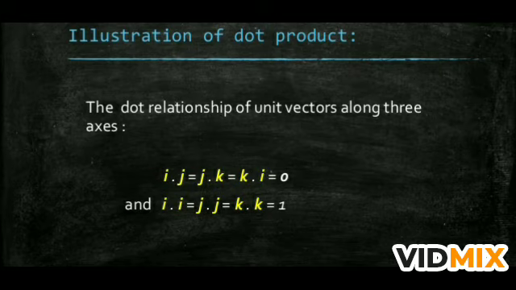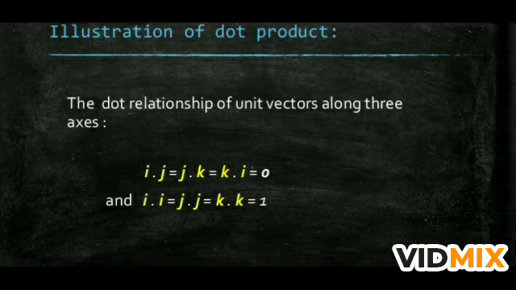And if you are multiplying i to i, j to j or k to k, means if you are multiplying i dot i, you are getting i cos 0, and cos 0 is equal to 1. Therefore you are getting value 1. Means i dot i is equal to 1, j dot j is equal to 1, and k dot k is equal to 1. So this is how we represent the dot product of unit vectors.